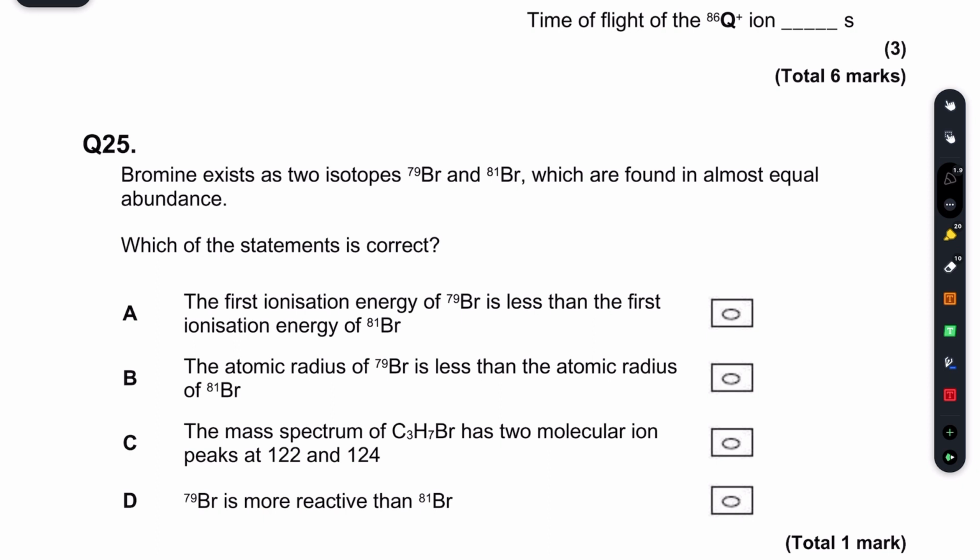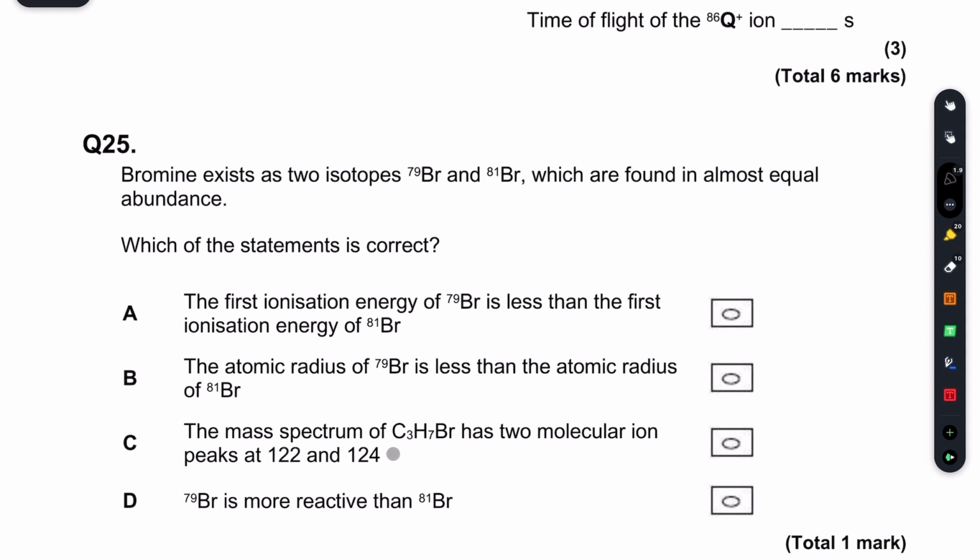So it's therefore unreasonable to say the first ionization energy of bromine 79 is less than the first ionization energy of bromine 81. Part B says the atomic radius of bromine 79 is less than the atomic radius of bromine 81. This is also not true because the atomic radius depends on the nuclear charge, and the nuclear charge of bromine 79 is the same as the nuclear charge of bromine 81, and the reason for that is, again, they're both isotopes. Isotopes always have the same number of protons. It's just the number of neutrons that differ, but neutrons have no charge and therefore have no effect on the nuclear charge and no effect on the atomic radius or ionization energy.